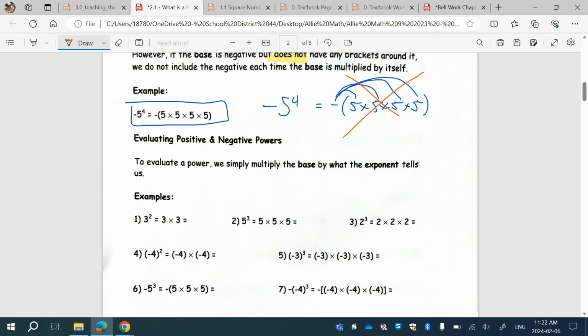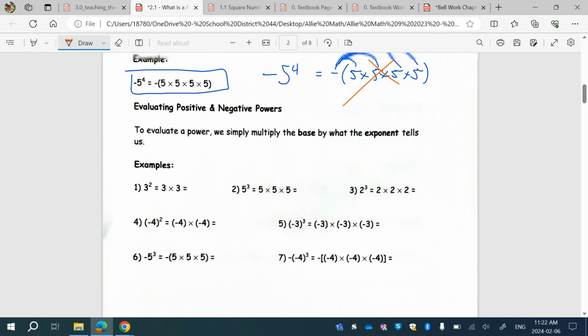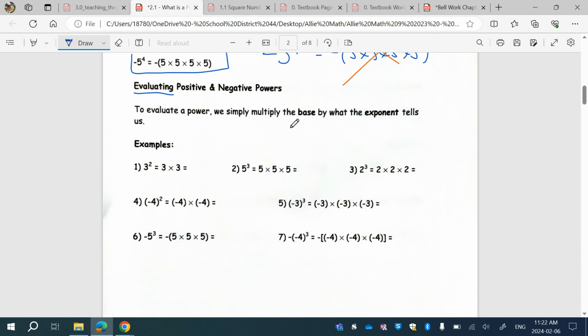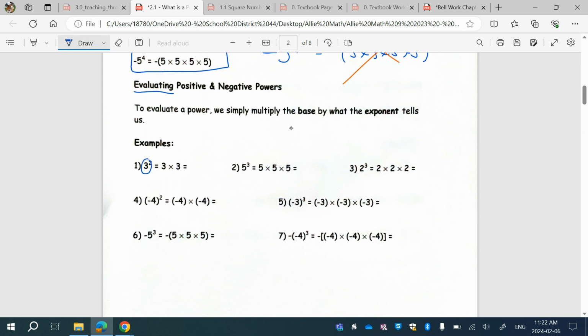So finally, I'll just do a few with you. Evaluating, which kind of means solving. So solving positive and negative powers. To evaluate a power, we simply multiply the base by itself as many times as the exponent tells us. So here we've got 3 to the power of 2. That means we have 3 times itself twice. 3 times 3 is 9. Here we have 5 to the power of 3. That means we have 5 times itself 3 times. 5 times 5 is 25, and 25 times 5 is 125.